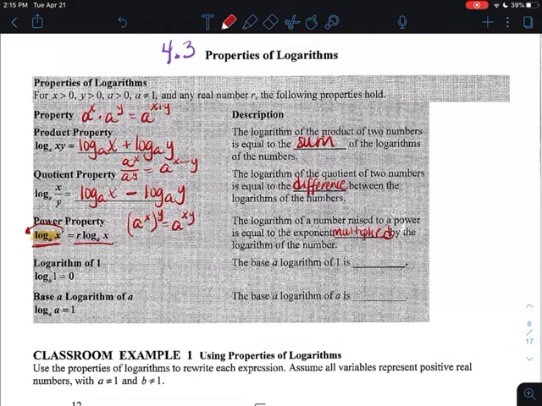And then you have the property log base a of 1 equals 0. The base a logarithm of 1 is always going to be 0. Basically, any base raised to 0 equals 1, so that's the exponential equivalent. And then log base a of a equals 1. The base a logarithm of a is 1, so a raised to the first power equals a.